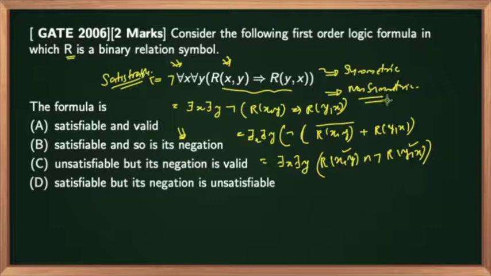So there may be some relation that is non-symmetric, but all relations are not non-symmetric. So this predicate also will not be evaluating to true always. So both are satisfiable, but both are not valid. So option B is correct. It says this predicate is satisfiable, and so is its negation. So the answer should be B.